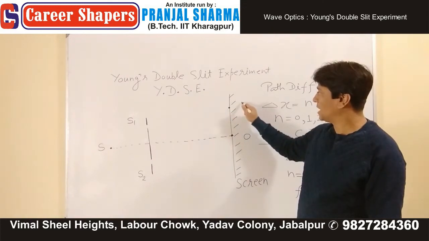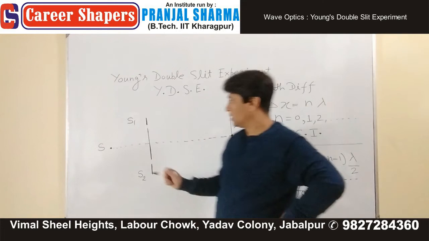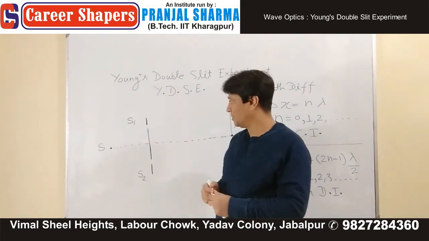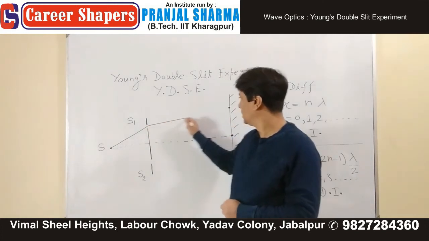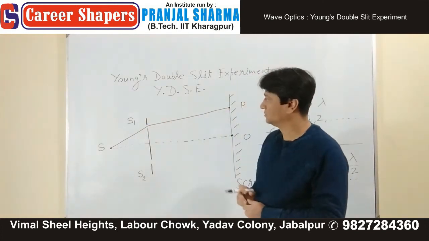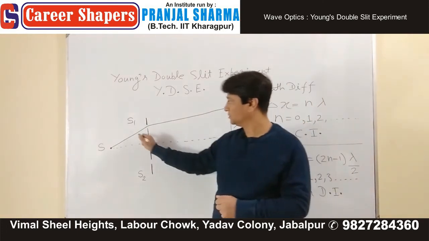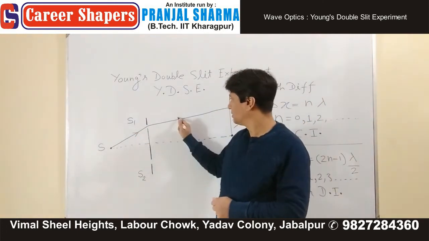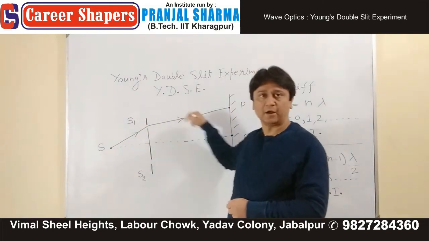Take any random point P. A wave starts from S and moves like this. I will use a simple ray diagram for this. That's how the wave is coming. In reality, you know, you're getting all the pulses.